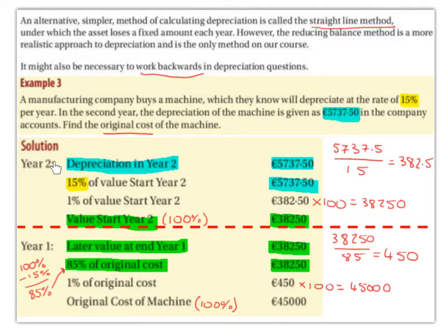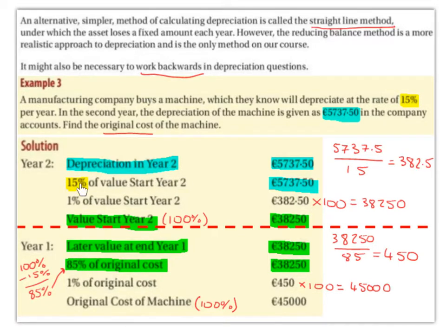So, the depreciation in year 2 was €5,737.50. So that's how much the machine went down by. And since it says in the question that it depreciated at a rate of 15%, then this must be 15% of the value at the start of year 2.